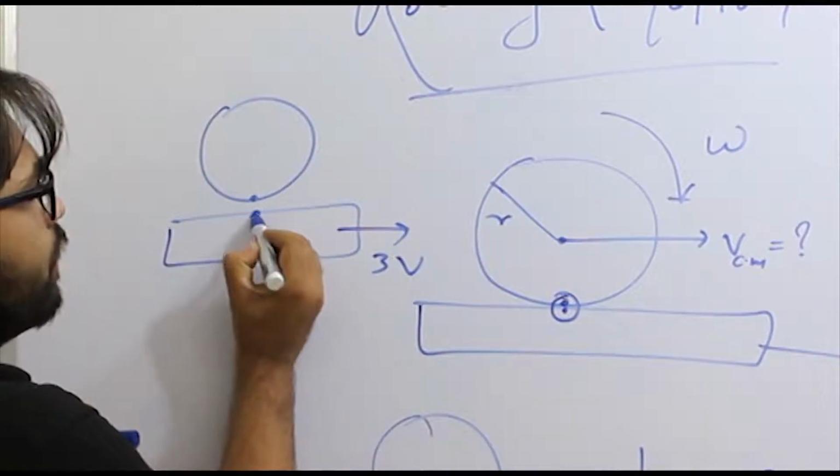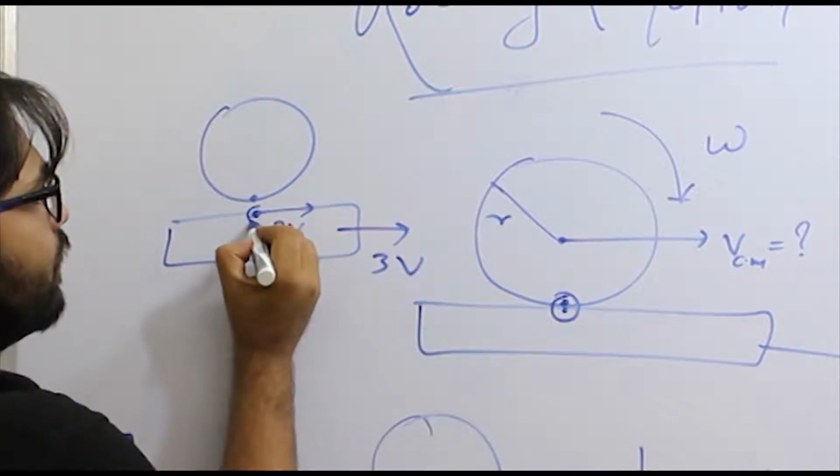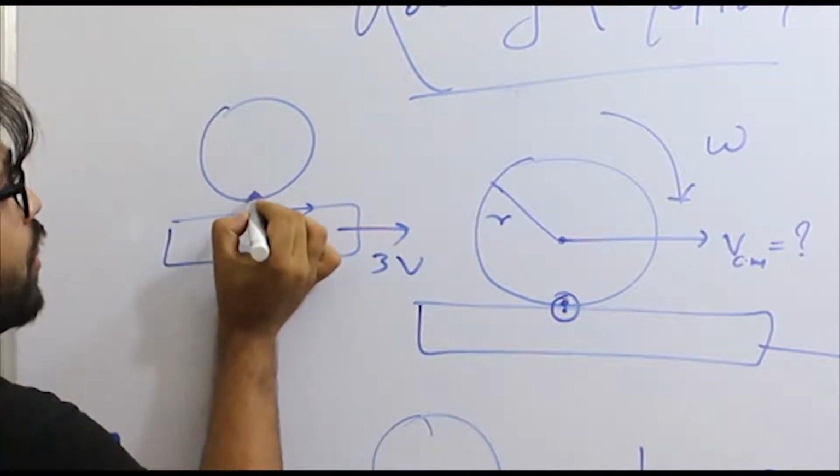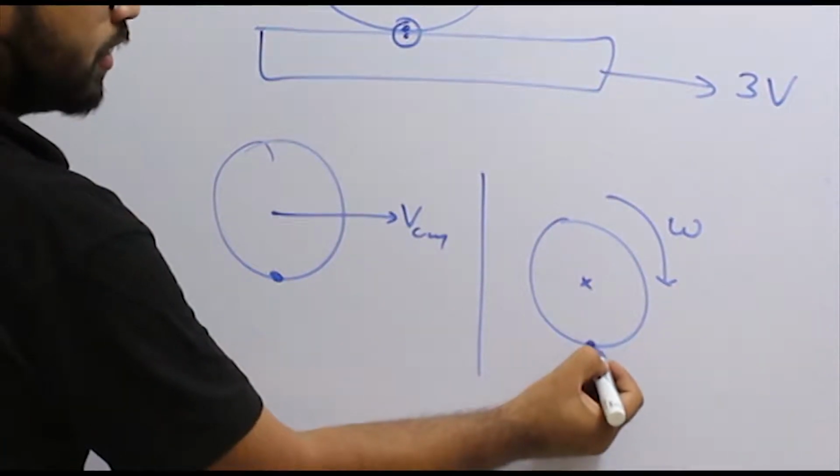So this point of the plank also is going to have a speed of what? 3v, right? Nothing else. So we understand that the velocity of this point is 3v. Now we have to find out what is the net velocity of this point. Again, we'll do our break the motion strategy.